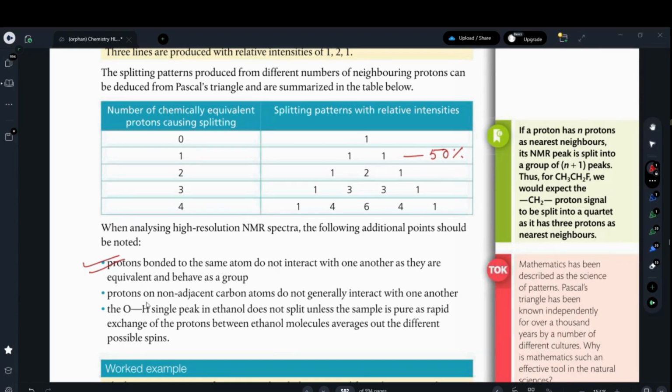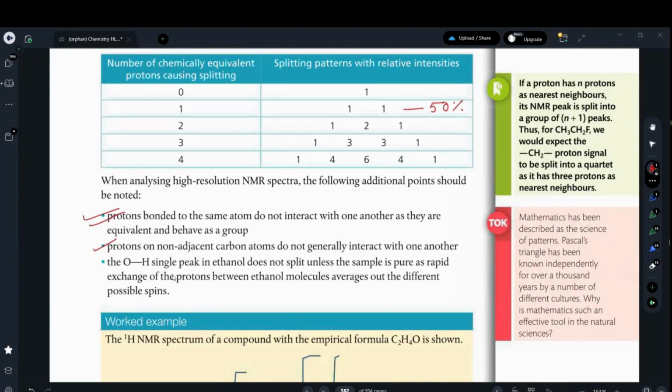Okay, next one, OH. So this is done. Then the OH single peak in ethanol does not split unless the sample is pure, as rapid exchange of protons between ethanol molecules averages out the different spins. So basically, in the case of ethanol, if I write the formula CH3, CH2, and then O and then H, this particular hydrogen atom tends to displace from one side to the other.